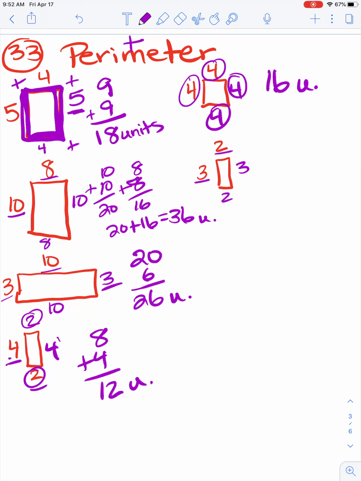This is 3, this is 3. If this is 2, this is 2. We have to go all around the shape. Perimeter, perimeter, all around the shape. Is that the right one? 3 plus 3 is 6, and 2 plus 2 is 4. I add that, and I get 10 units. I hope you guys were able to do that and follow along.